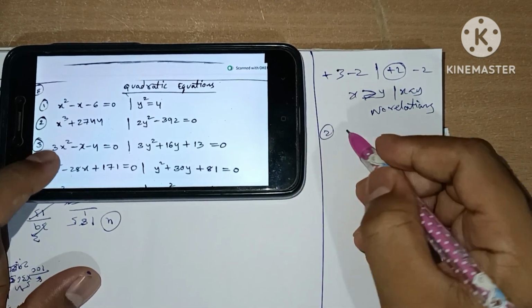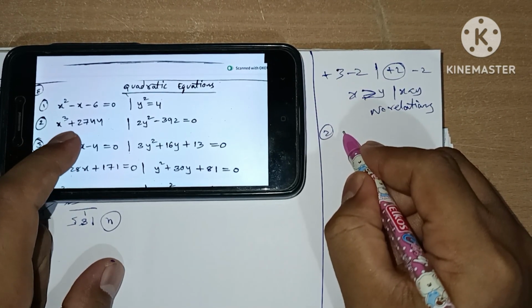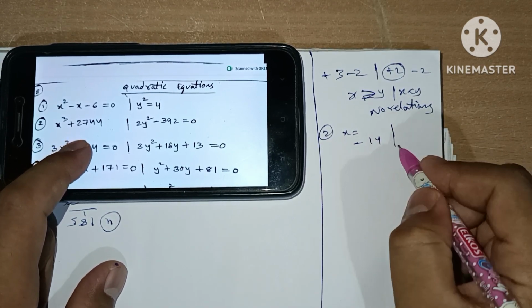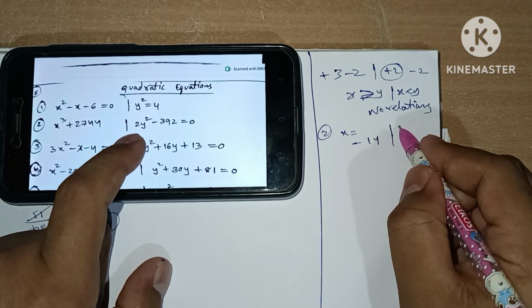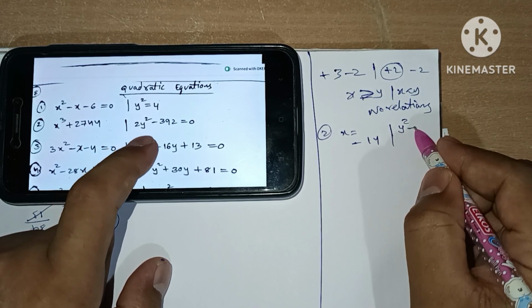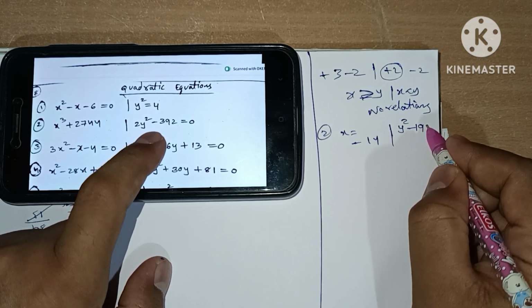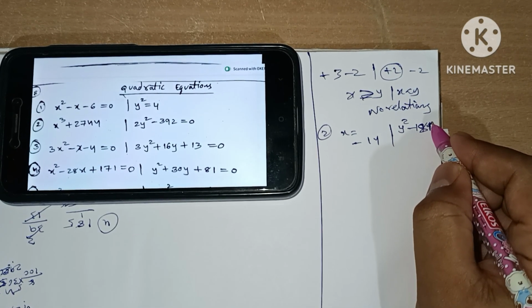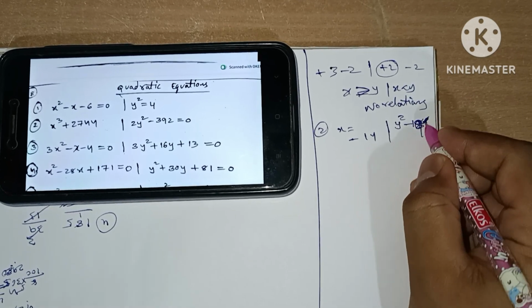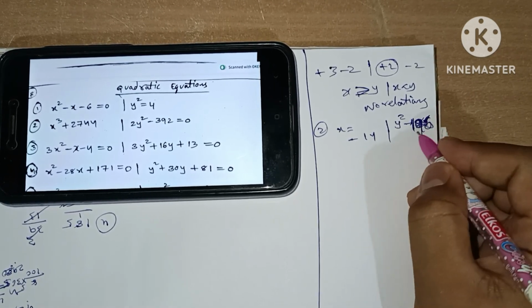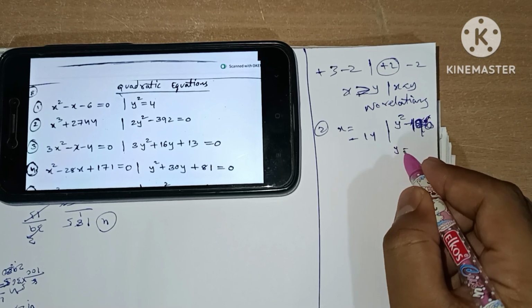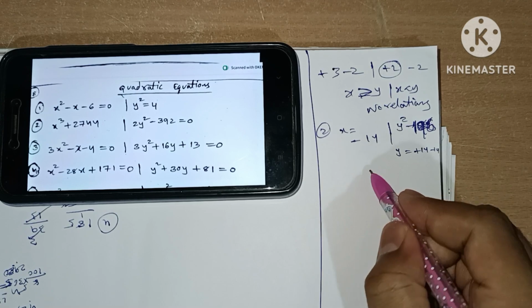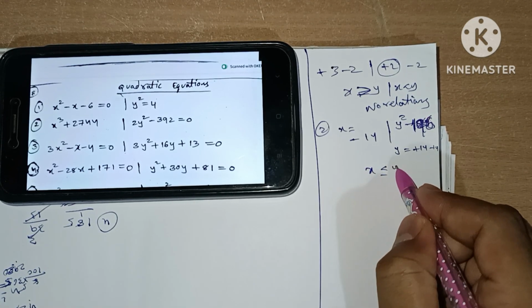Second question, here x cube value is equal to minus 2744, so x value will be minus 14 cube. Okay, here let's take 2 common, we have y square minus 180, sorry, it is 196. Y square value is equal to 196, so y value will be plus 14 or minus 14. By comparing these two, it is clear that x is lesser than or equal to y.